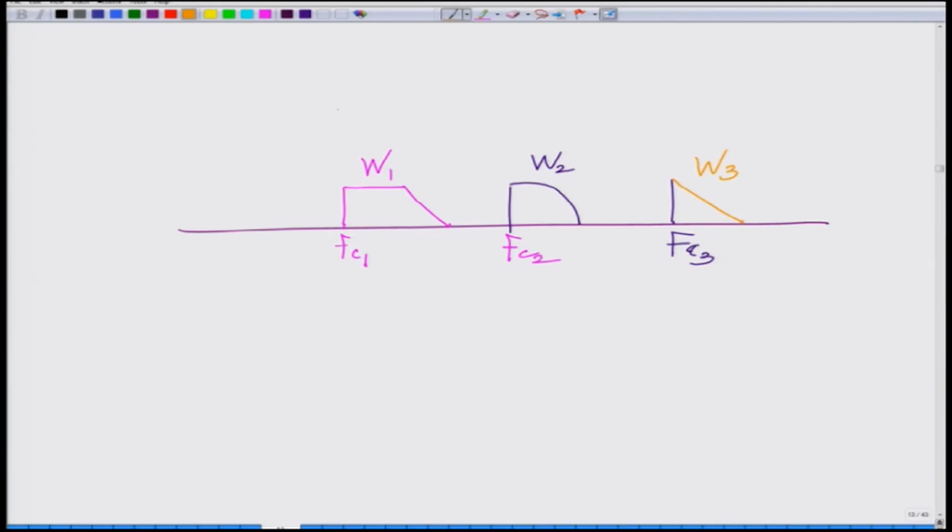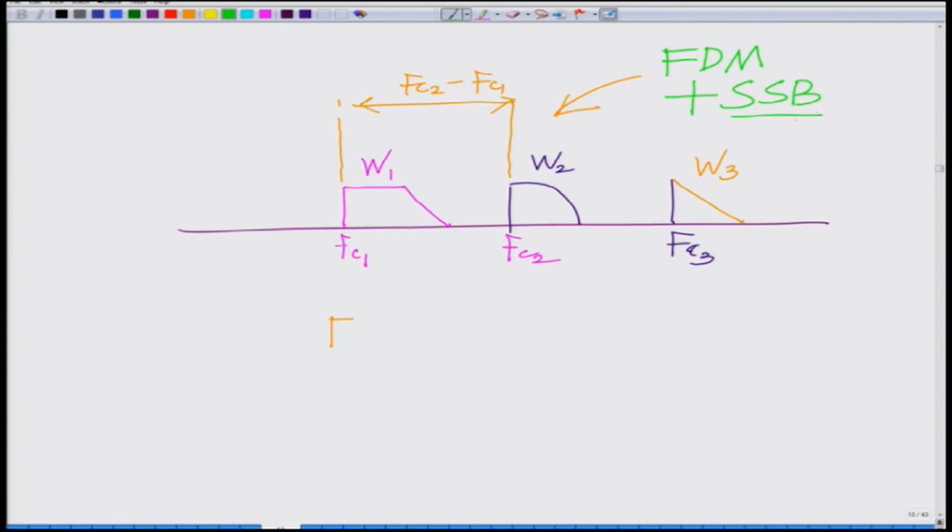Now, if you look at this, this is the spacing FC2 minus FC1. We see that FC2 minus FC1 needs to be only greater than W1 for no overlap. So, this is FDM with SSB, frequency division multiplexing plus SSB. Now, in single sideband modulation, I hope everyone remembers, SSB stands for single sideband modulation.